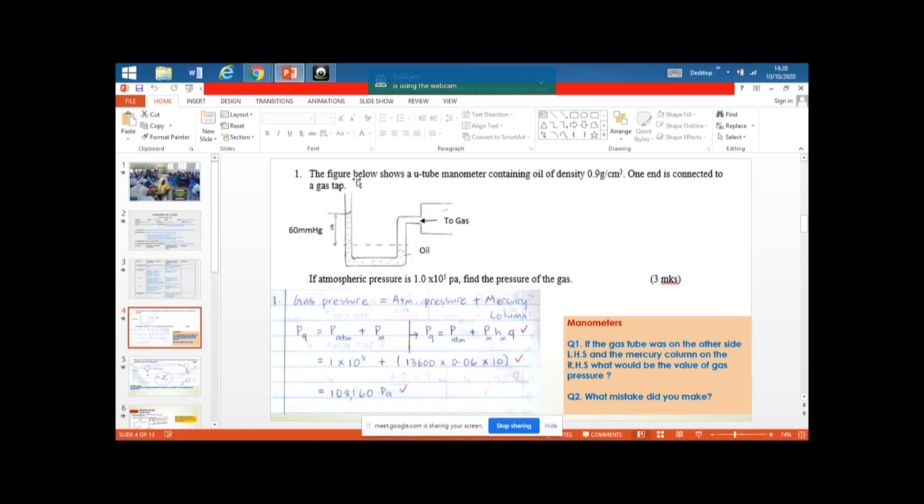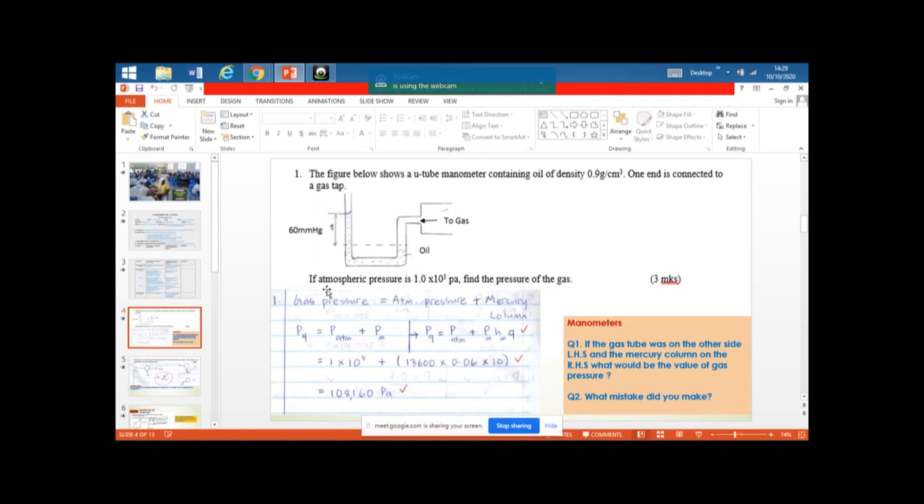The question is a little bit confusing, which can happen also in KCSE questions, where sometimes the data given is contrary to what the diagram reveals with the units. Sometimes there's a little bit of confusion. However, I was giving an allowance for calculating using either units. In this case, the question says, the figure below shows a U-tube manometer containing oil of density 0.9. So the density of oil is already given as 0.9 grams per cubic centimeters. Then one end is connected to a gas tap. And they're asking, if atmospheric pressure is 1 times 10 power 5 Pascal, find the pressure of the gas.